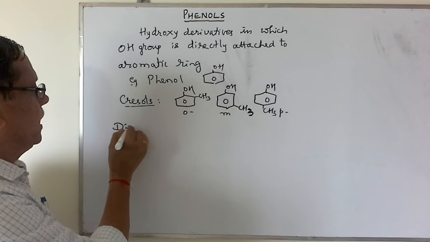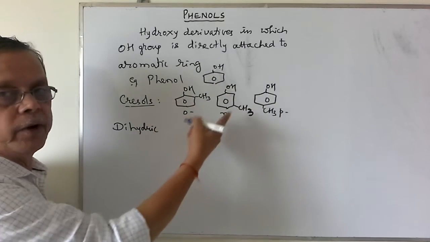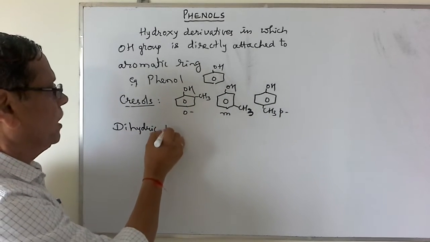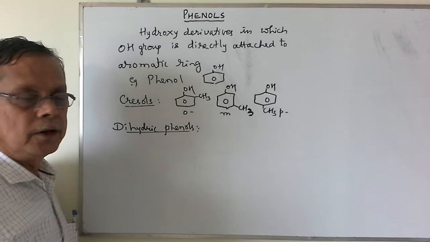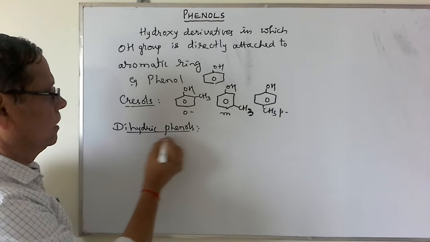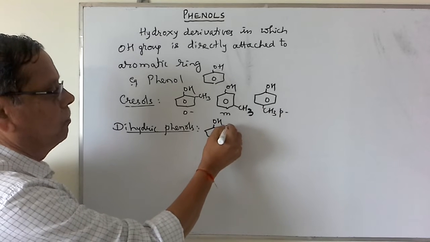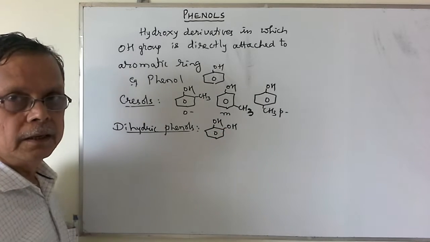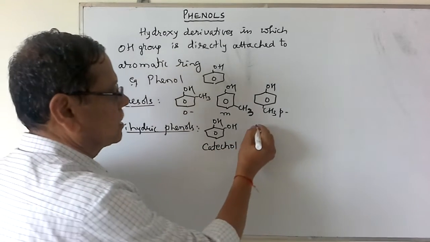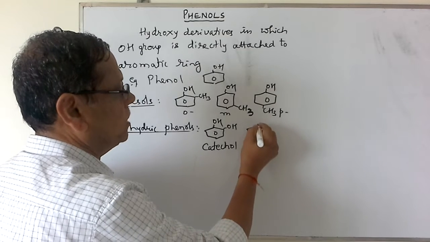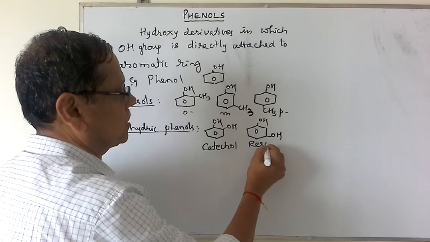When we consider these monohydric phenols, these are the compounds in which only one OH group is present. We have similarly dihydric phenols also, in which two OH groups are attached. So we have these examples: OH group in the ortho positions, 1,2-dihydroxybenzene. This is also called catechol. Similarly, we have this OH and OH in the meta positions. This is called resorcinol.